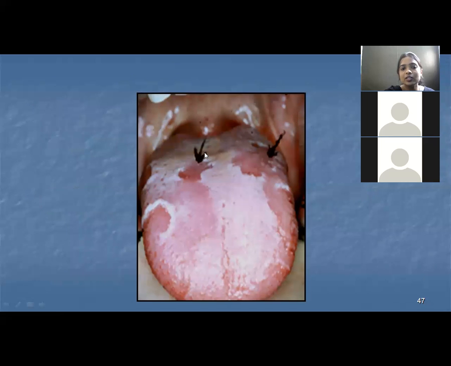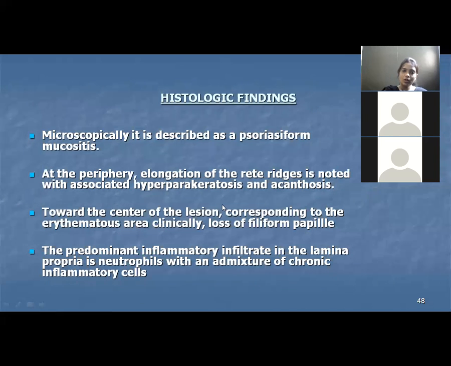See the clinical features. See this black arrow. This is what? An erythematous area, and it is lined by a white hyperkeratotic border. So it is also called as what? Benign migratory glossitis. Then the histological feature: microscopically, it is described as psoriasiform mucositis.